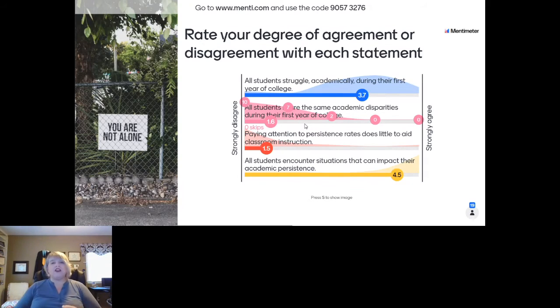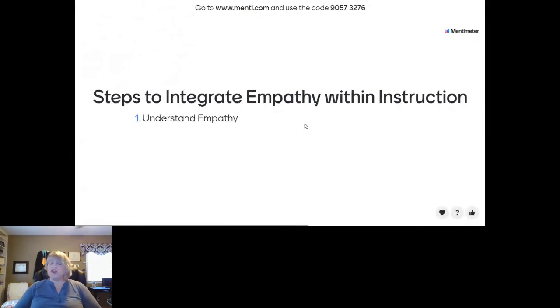So there are steps to integrate empathy within your instruction. One, you've got to understand empathy. And empathy, before I thought it was just me feeling what the other felt. Empathy is much deeper than that.